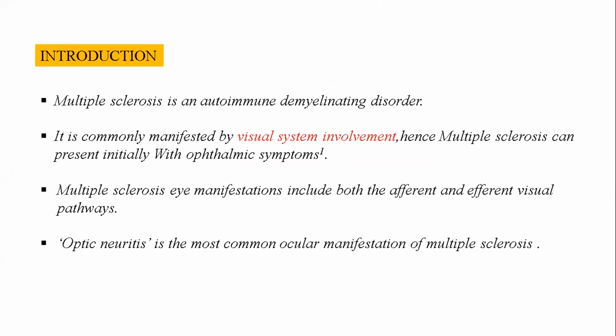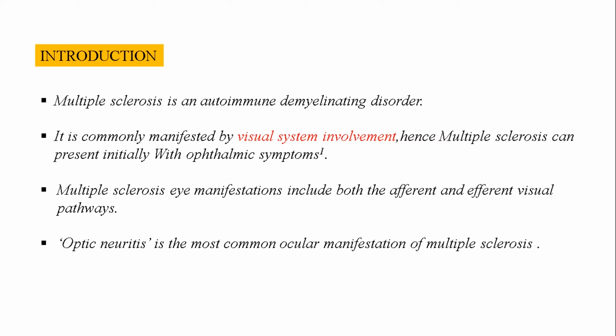Introduction: multiple sclerosis is an autoimmune demyelinating disorder. It is commonly manifested by visual system involvement. Hence, multiple sclerosis can present initially with ophthalmic symptoms. Multiple sclerosis eye manifestations include both the afferent and the efferent visual pathway. In the afferent pathway, most commonly it affects the optic nerve.